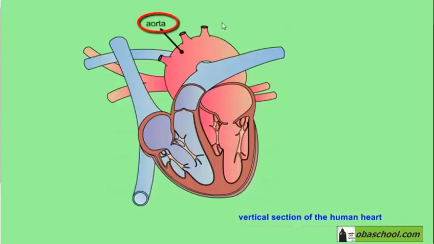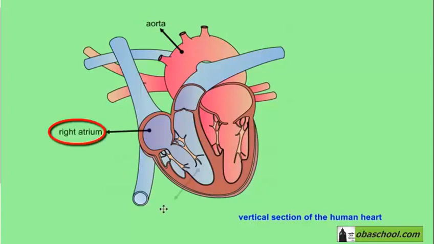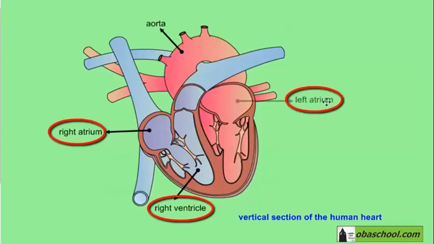This is again the aorta. This is the right atrium. Look how it looks like an ear. It's connected to the right ventricle. This is the left atrium. It is connected to the left ventricle. So we have the atria and the ventricles.